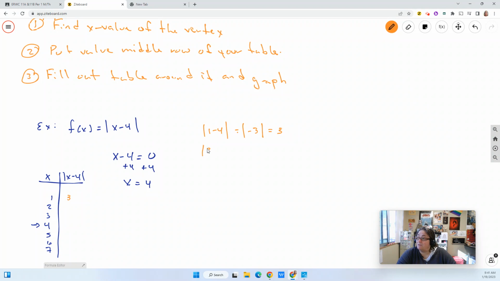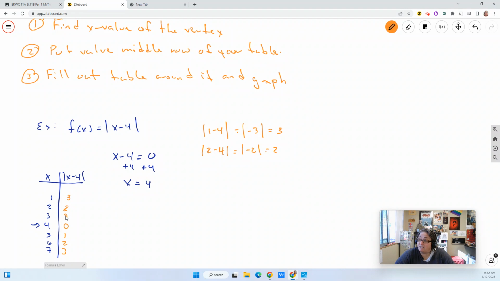If I did the same thing with 2, 2 minus 4, and I took the absolute value, I'd get negative 2, which is just 2. And you can kind of see how this plays out now, right? If I did it with 3, 3 minus 4 is negative 1. The absolute value of negative 1 is just 1. If I plug in 4, 4 minus 4 is 0, and the absolute value of 0 is 0. 5 minus 4 is 1. 6 minus 4 is 2. 7 minus 4 is 3.